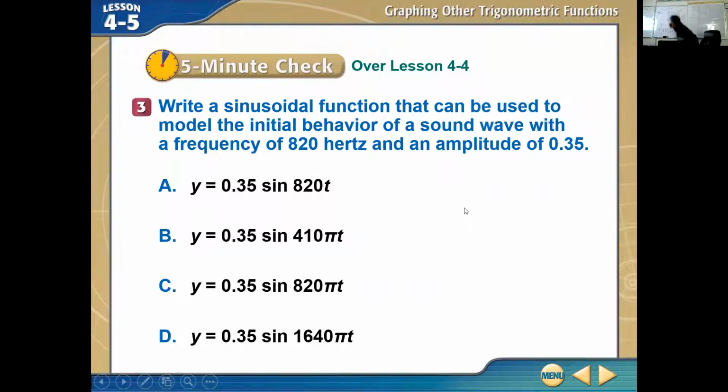All right. Next one, it says write a sinusoidal function that can be used to model the initial behavior of the sound wave with a frequency of 820 hertz and an amplitude of 0.35. So this one requires us to use the period.